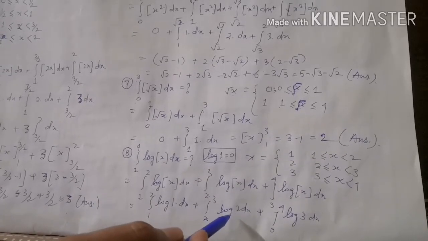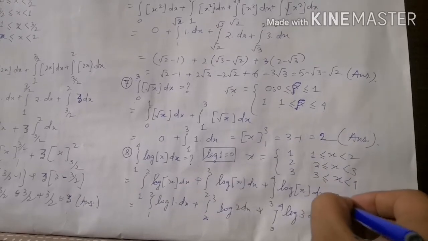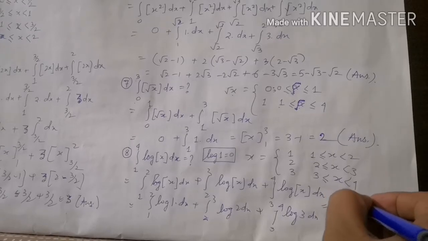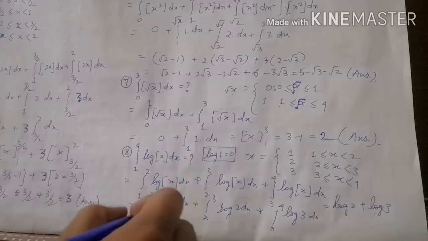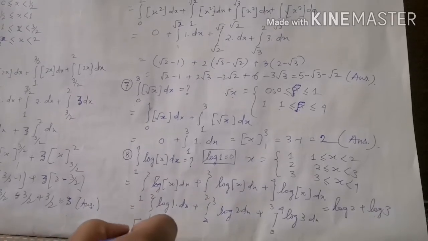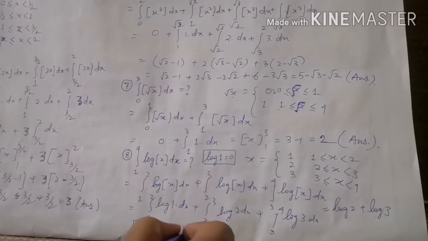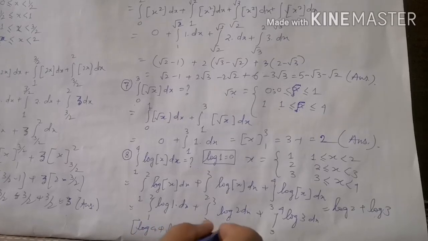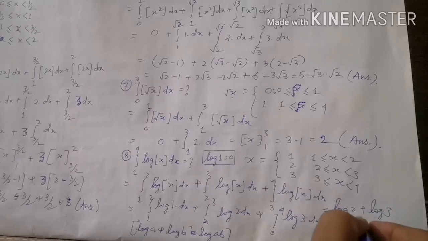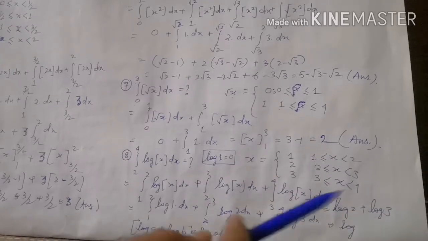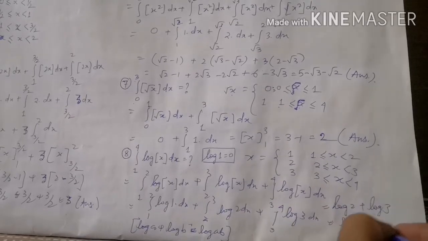Though log 2 is constant and log 3 is constant, so we may write log 2 plus log 3, and we know a formula of log, that log a plus log b equal to log ab. So the answer will be log 2 into 3 equal to log 6. So the answer will be log 6.